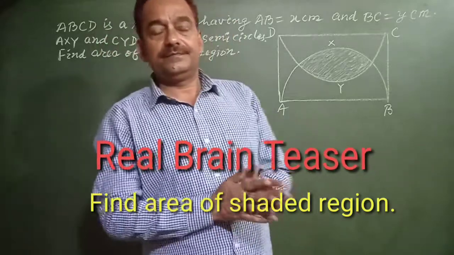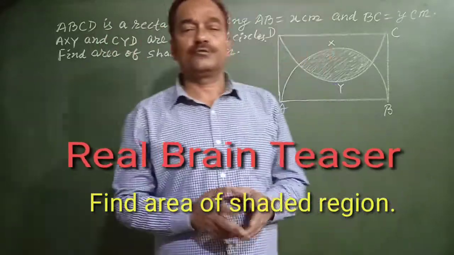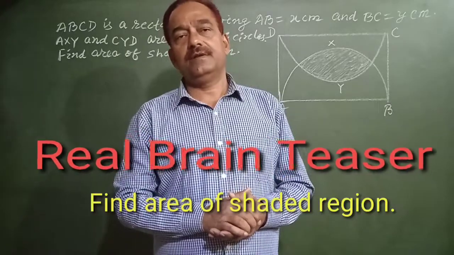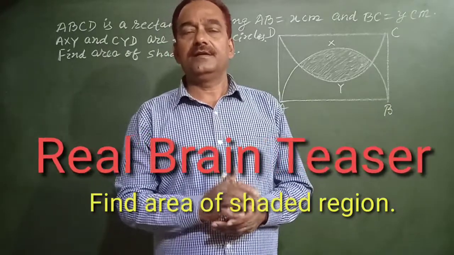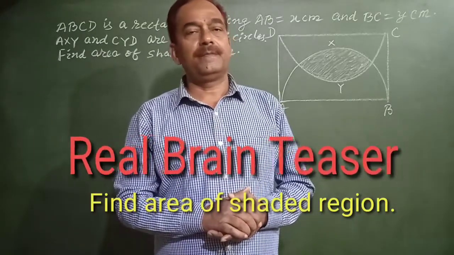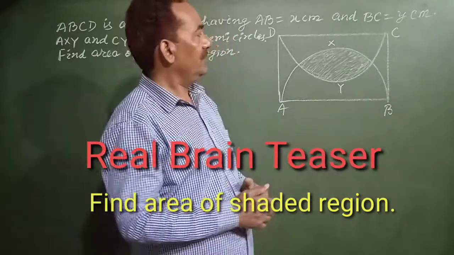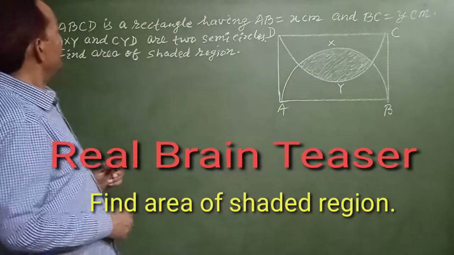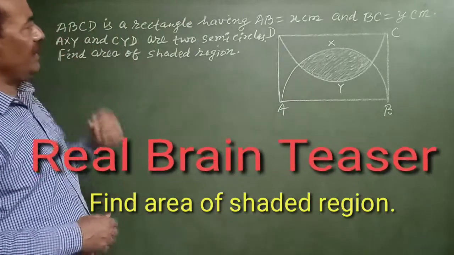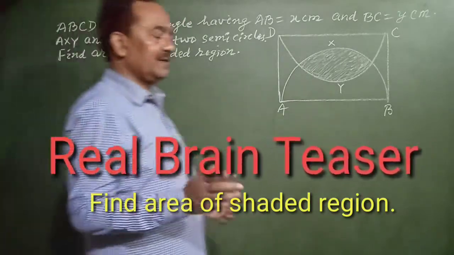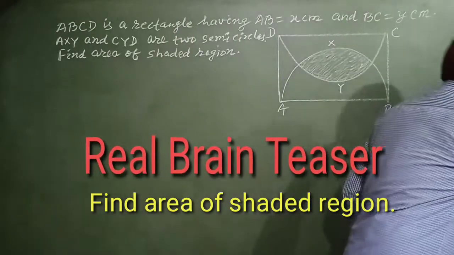Hello students, today I am not here to solve any questions or explain any queries of your textbook. I have found a question. This is the question: ABCD is a rectangle having AB equal to X cm. Let me explain the question.